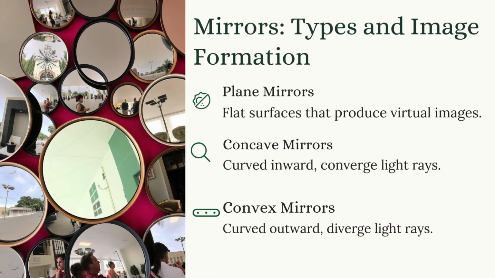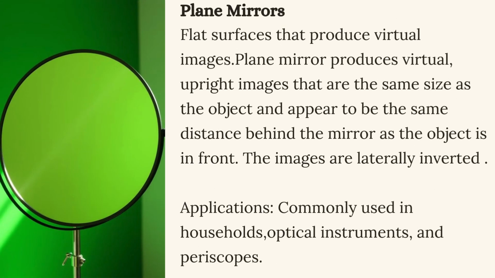There are three main types of mirrors. First, plane mirror. It is a flat, smooth mirror with a reflective surface. It produces virtual, upright images that are the same size as the object and appear to be the same distance behind the mirror as the object is in front. The images are laterally inverted. It is commonly used in households, optical instruments, and periscopes.